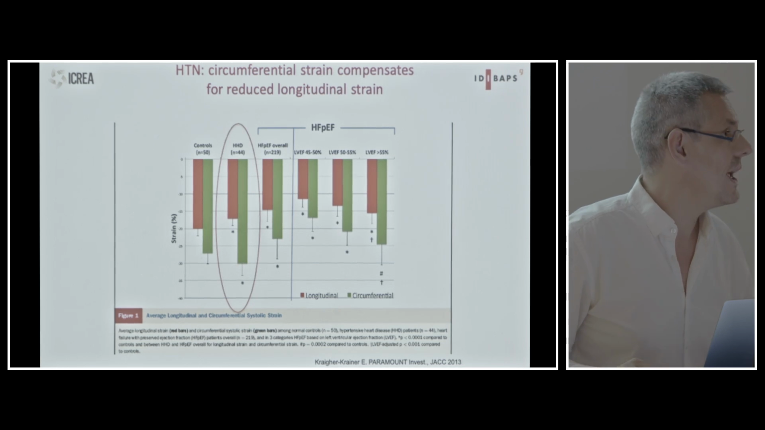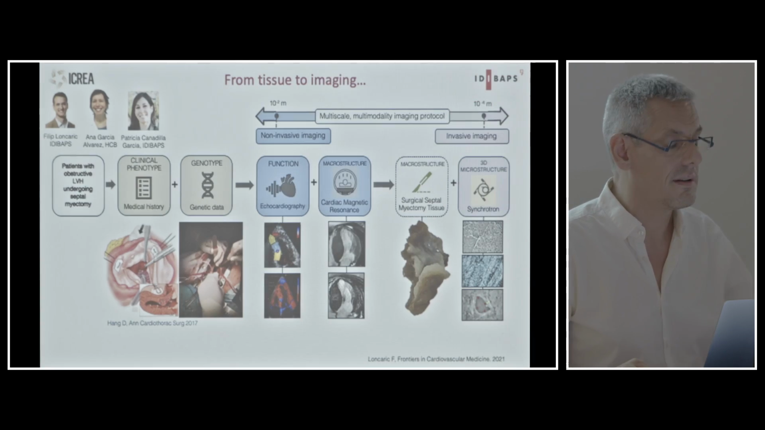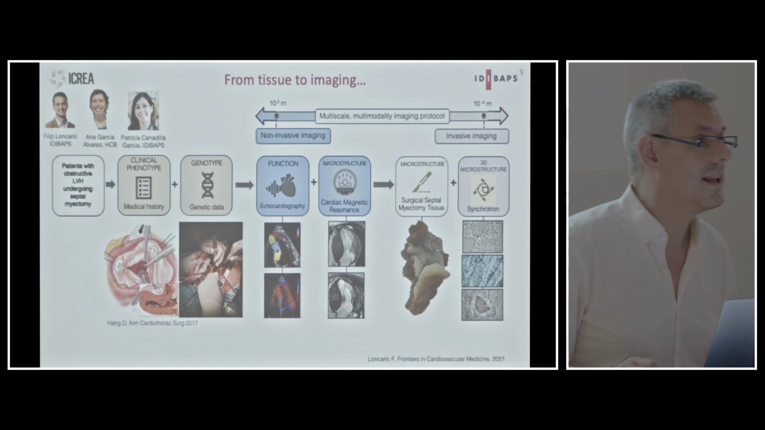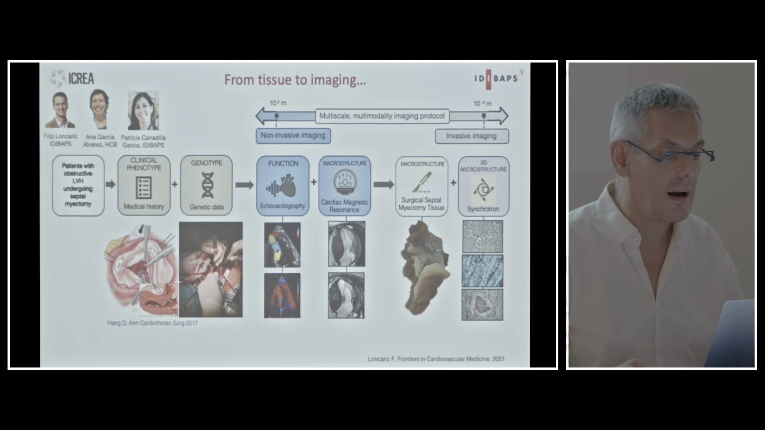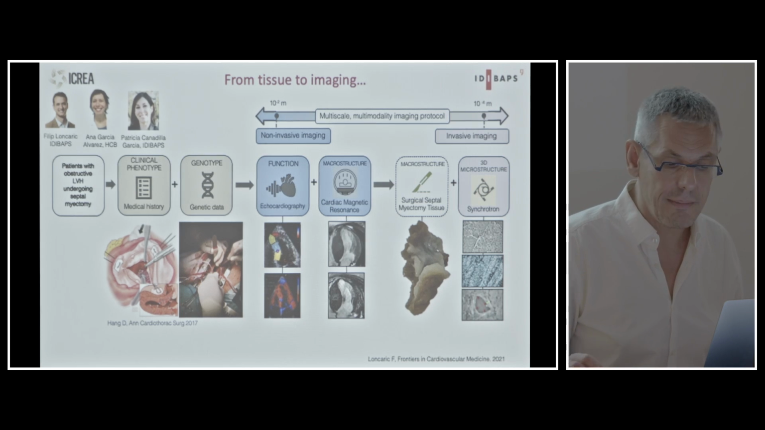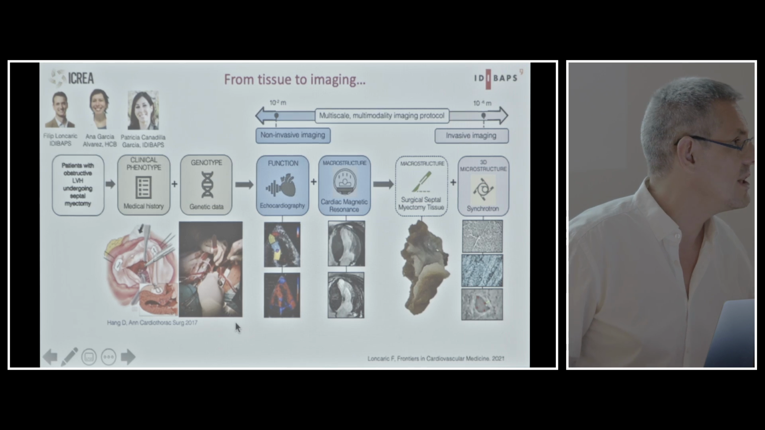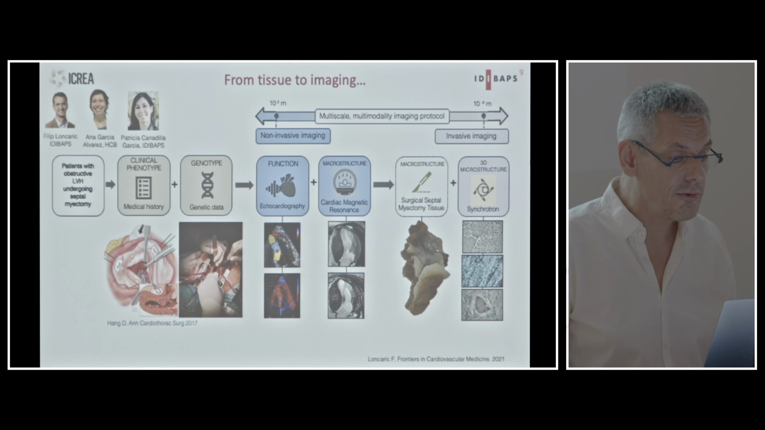GLS is an easy way to do it, because that is very robust, very reproducible, but it's actually the basal part of the septum which is the specific part. Now, to understand a little bit better what's going on in hypertrophic cardiomyopathy, I just show you here some examples of a study that we've been doing in Barcelona, where we had myectomy patients. We took the myectomy tissue, and then we imaged that piece of tissue at very high resolution.